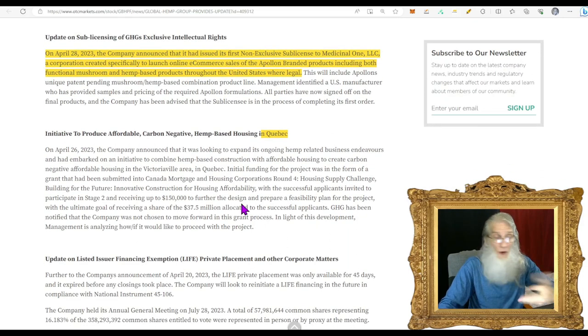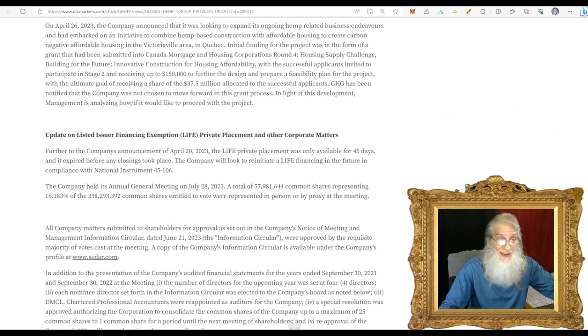They created another company here on April 28th, 2023. The company announced that it had issued its first non-exclusive sublicense to Medicinal One, a corporation created specifically to launch online e-commerce sales of the Apollon branded products, including both functional mushroom and hemp-based products throughout the United States where legal. Then they give us that catch up here with what happened in Quebec. It's a nice story, but it ends sad. We just didn't get the deal.